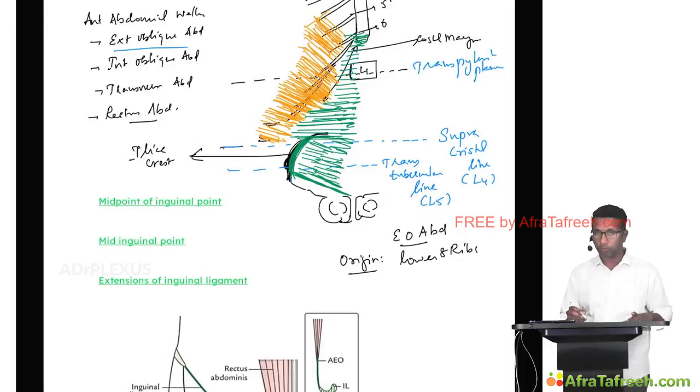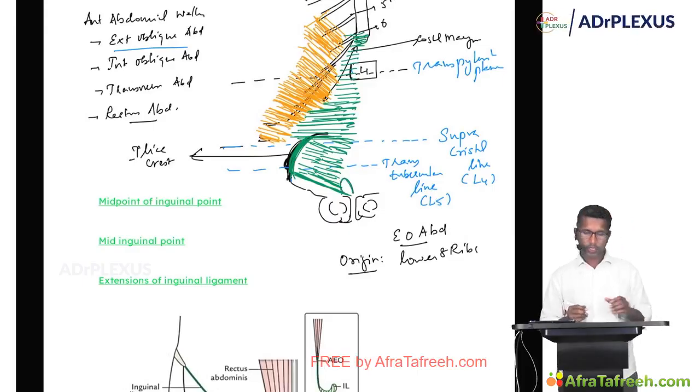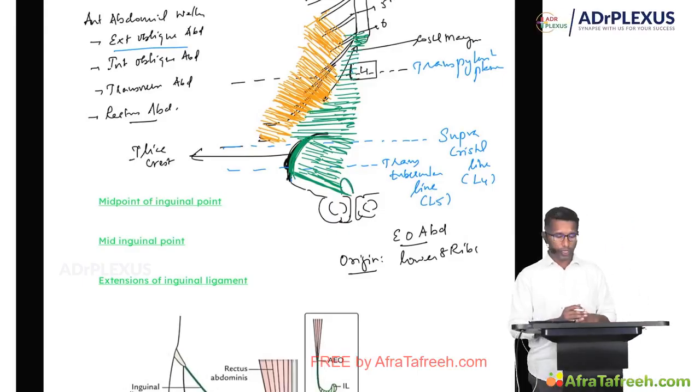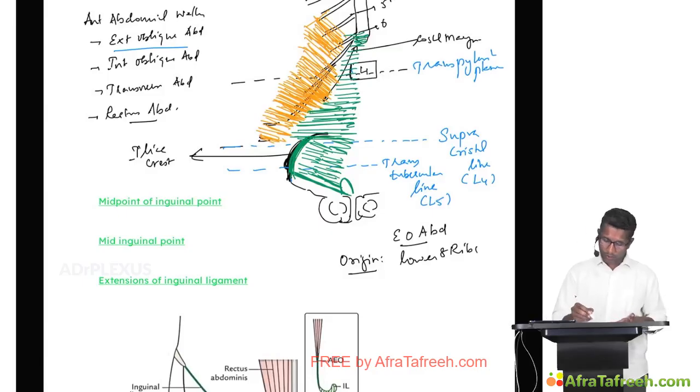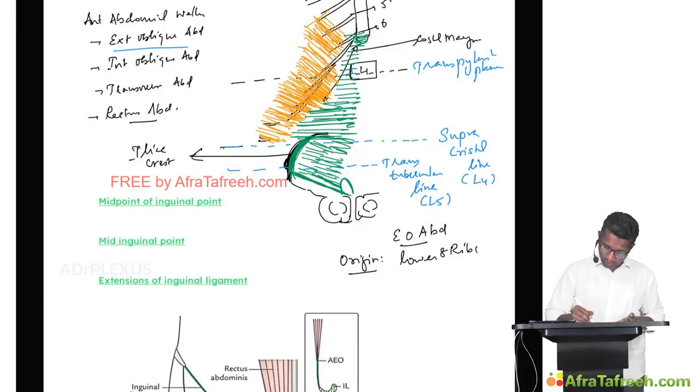Now when it comes to the pubic crest, this muscle gives a big defect here. This defect, what you see here, is called the superficial inguinal ring.